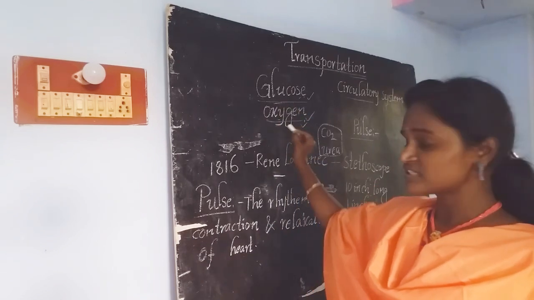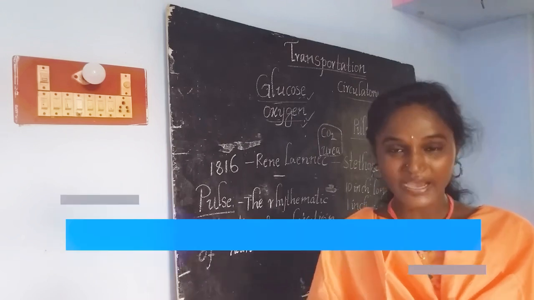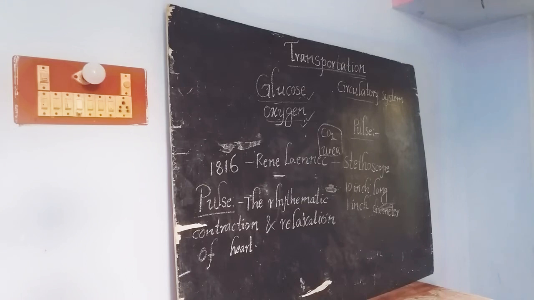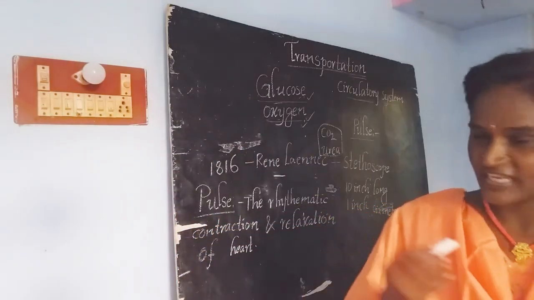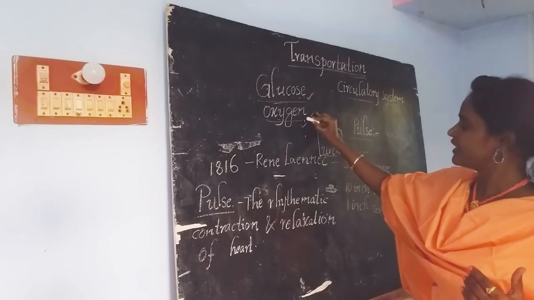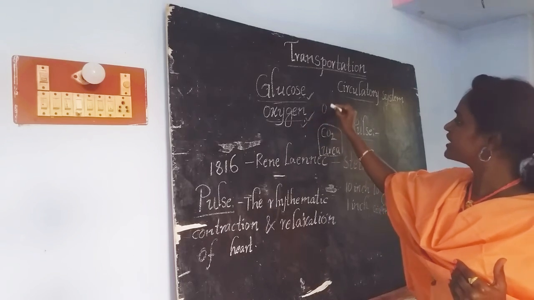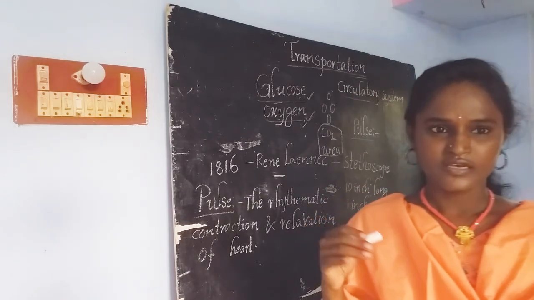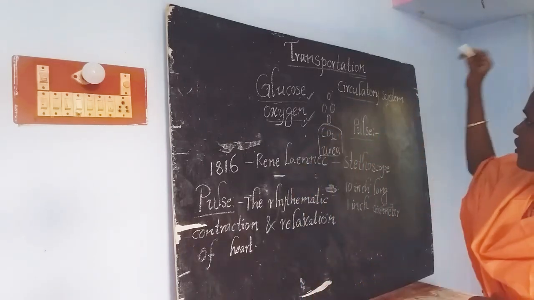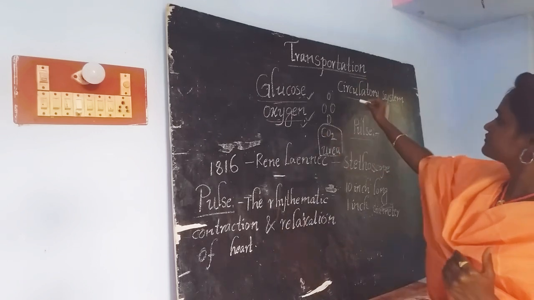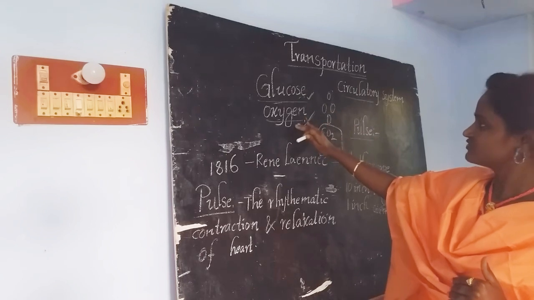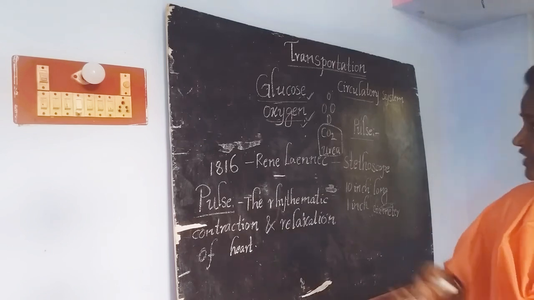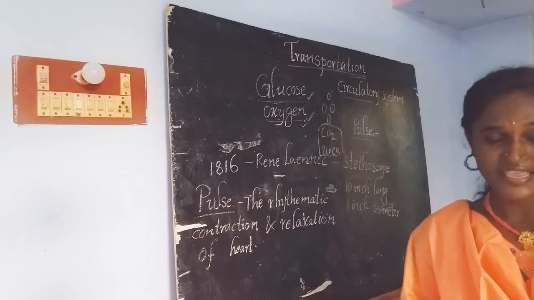How will this glucose and oxygen reach each and every cell? By using what system is it going to reach each and every cell? Okay, that is what we need to discuss here. Okay, do you understand what I am telling? Yes. Here, glucose and oxygen will be supplied to each and every cell by the help of a system called the circulatory system, or transportation. By the help of the circulatory system, the glucose and oxygen are supplied to each and every cell of our body.